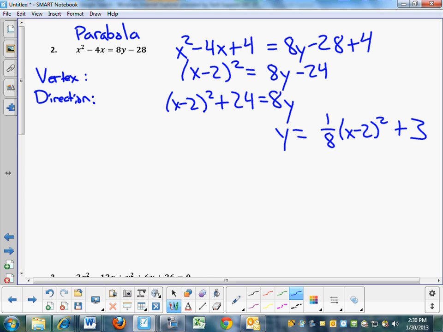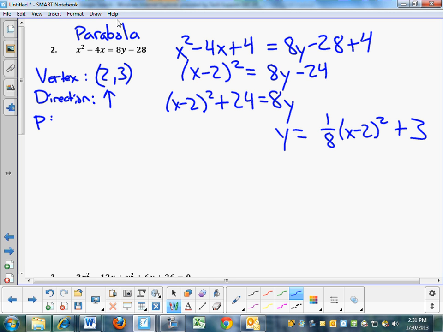What's the direction? Up, down, right, or left? It's y equals, so it's vertical. And it's positive, so it's up. Up. What's the vertex? 2, 3.